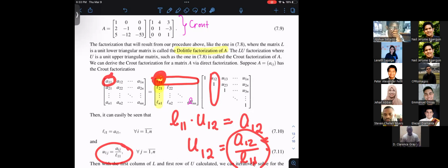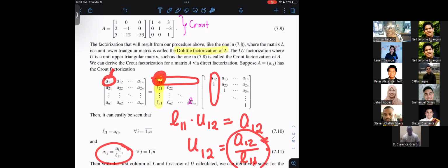Remember theorem 7.4? I saw Lynette trying to unmute herself. Go, Lynette. Yes, sir. I was about to say theorem 7.4 as well. Yeah, what about it? Since A11 is also the value of the leading principal minor, and by that theorem, it has to be a non-zero value. So that's why, sir, that L11 should not be equal to 0. All right, perfect. Thank you, Lynette.